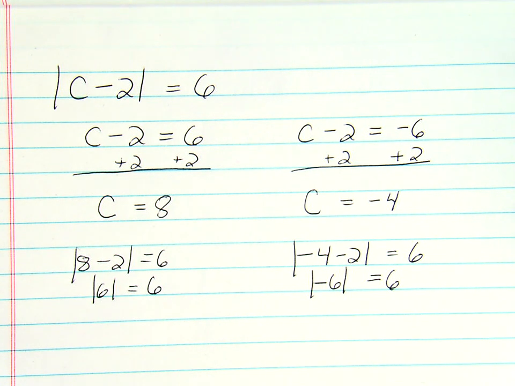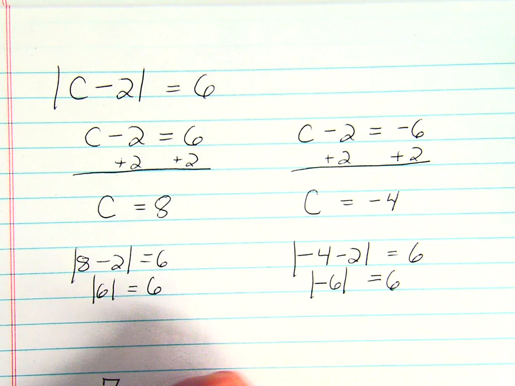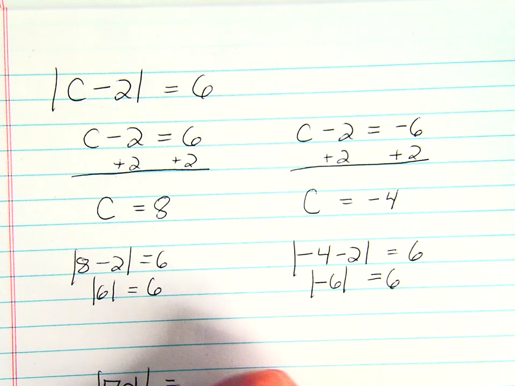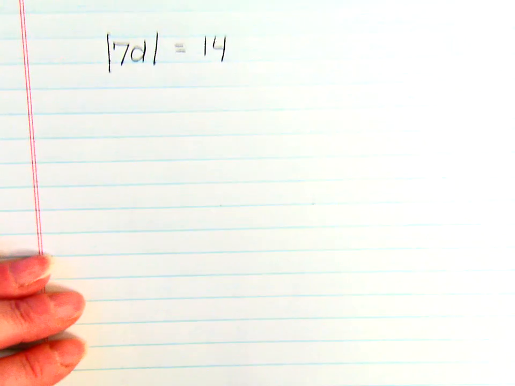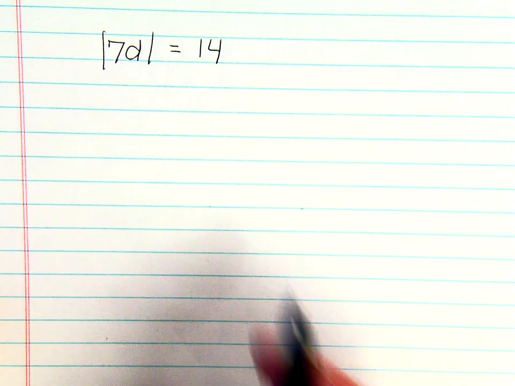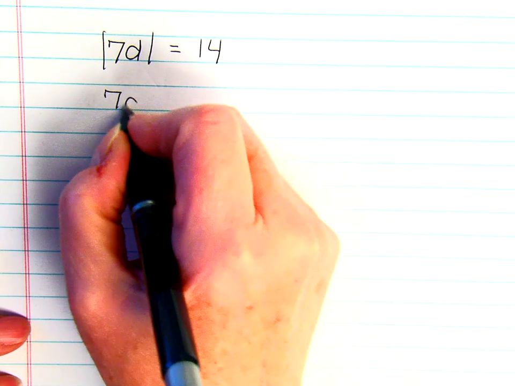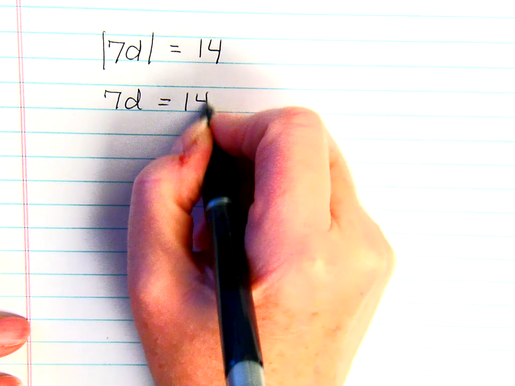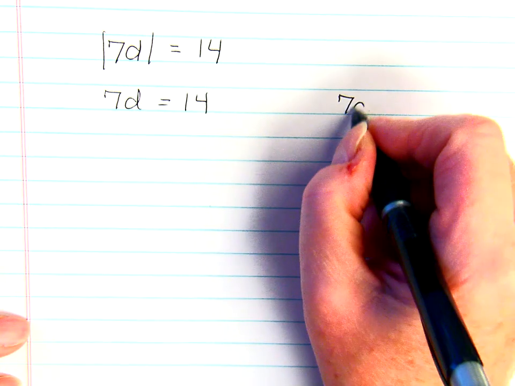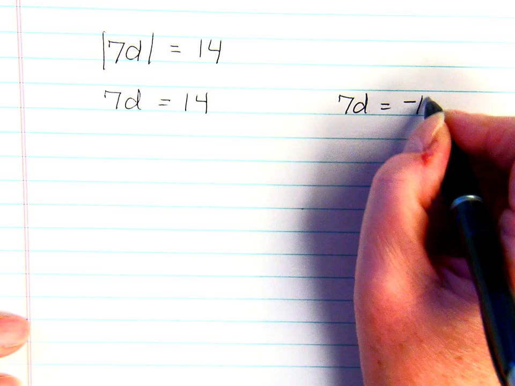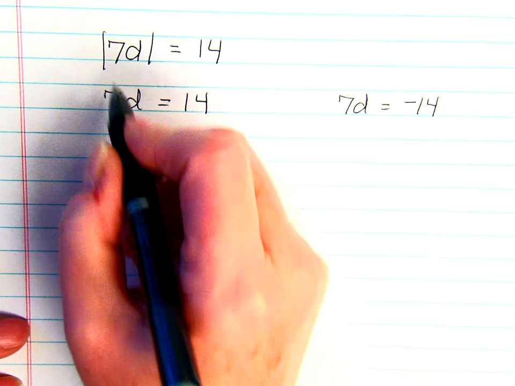So let's go ahead and do one more problem like this. Let's do the absolute value of 7d equals 14. Let me move this so you can actually see what I'm doing. Okay. And I will make this 7d equals 14, and 7d equals -14.